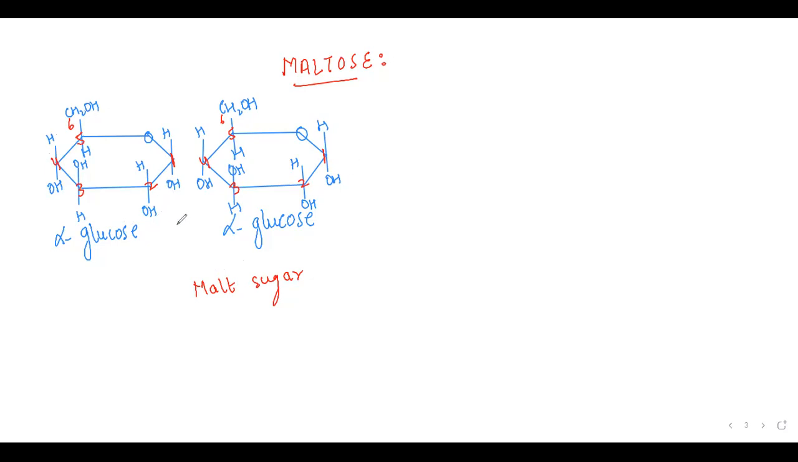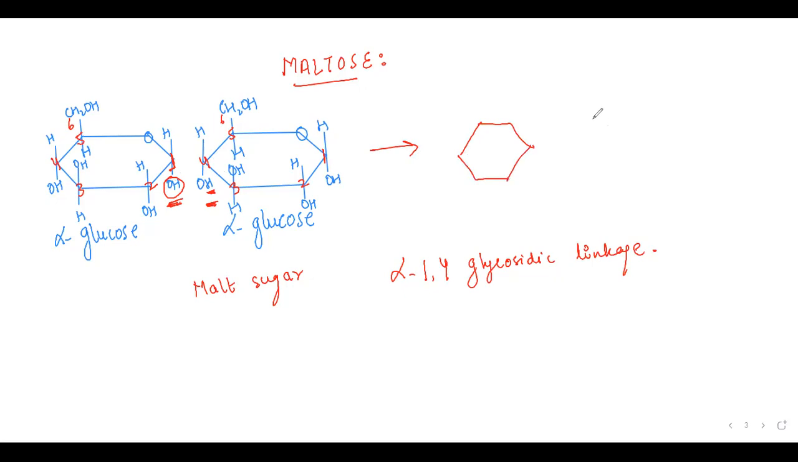So now what happens here is that in the kind of bond here, again, there will be a loss of water molecule. The loss of water molecule will take place from carbon number 1 and carbon number 4. That is why this kind of linkage is called alpha 1,4 glycosidic linkage. Now an OH is lost from here and then H is lost from here, carbon number 4, and you can see only O is left here. So because of this, this molecule looks something like this.